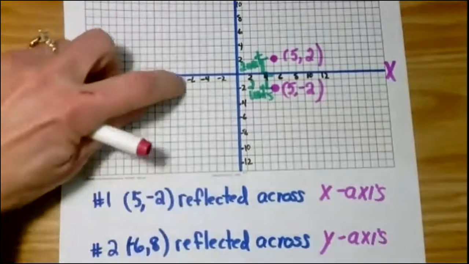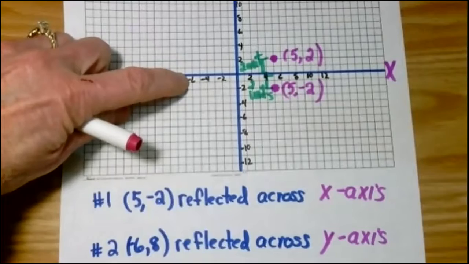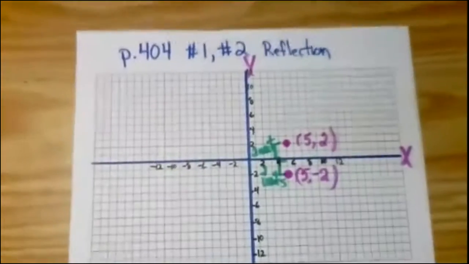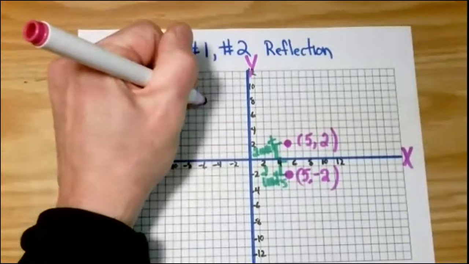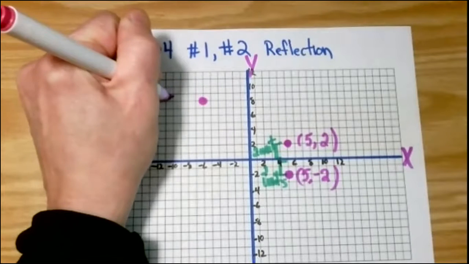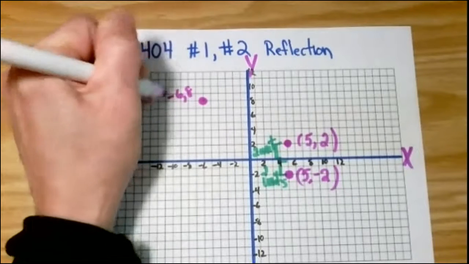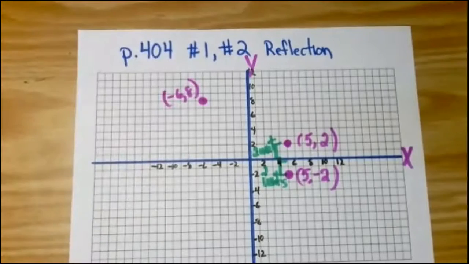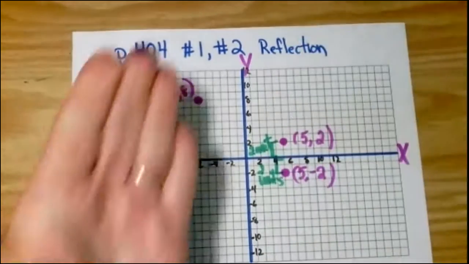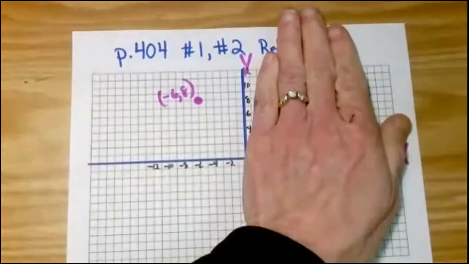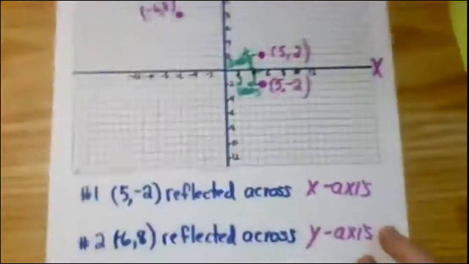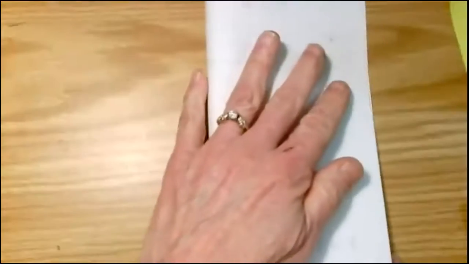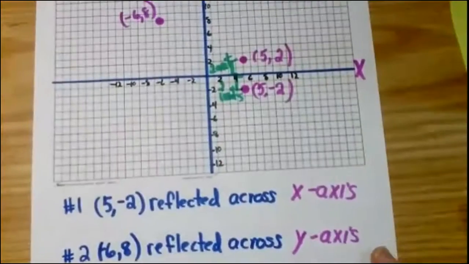-6 is going to be over here, and +8, we're going to have to move up. +8 is going to be right here. So that's -6, +8. And now we want to reflect it along the y-axis. So the point is going to go from here to there. If we're folding our paper, we would be folding it this direction along the y-axis.